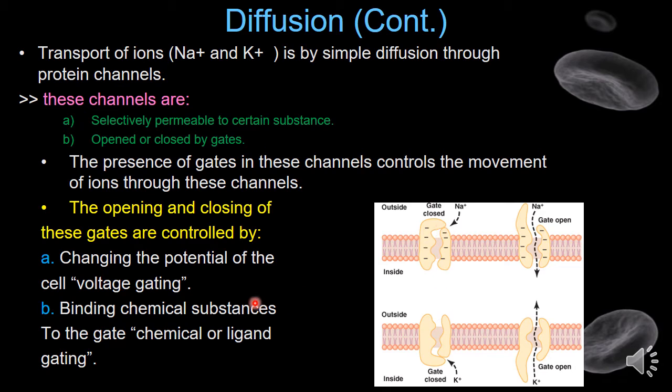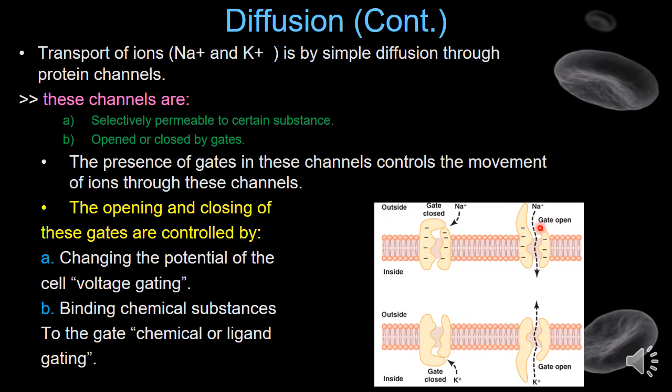The gates can be opened or closed by many factors, and these are two important factors by which the gates can be opened or closed. One is called voltage gated channels. It means these channels can be affected by voltage, by electricity. The other one is called chemical or ligand gated channels. These are affected by binding of a chemical to the protein or to the gate, which either opens or closes it.